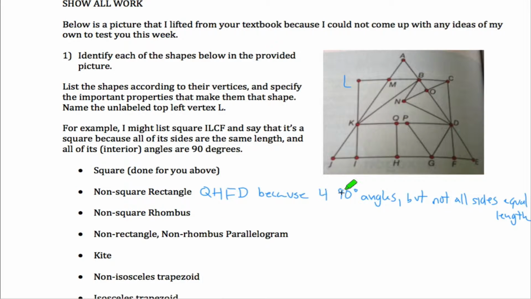What about a non-square rhombus? Well, what you need to know about a rhombus is a shape that has all of its side lengths the exact same, but it's not a square. So let's see if I can find any of those. This kind of looks like one here. It looks like PGED. All sides are congruent, aka same lengths. But not 90-degree angles.